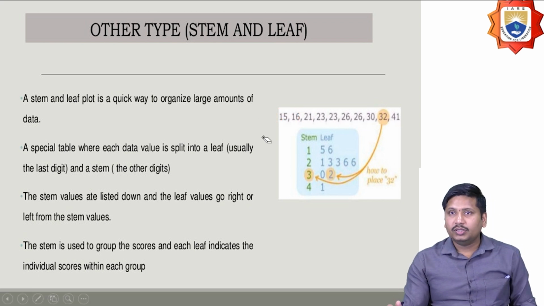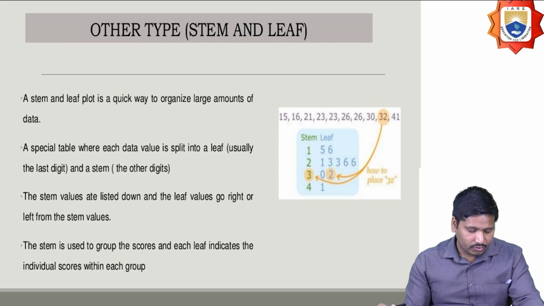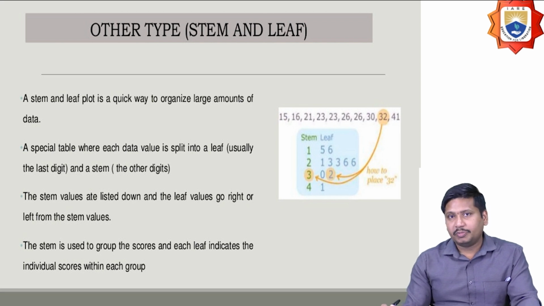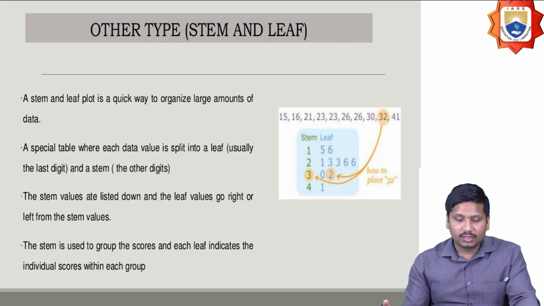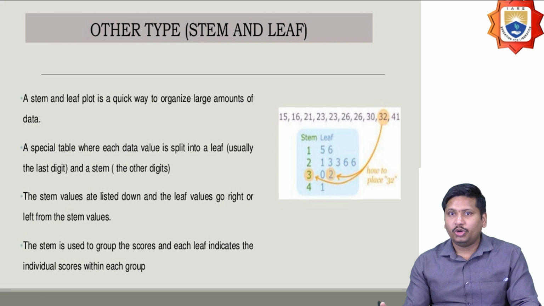Normally, this stem and leaf plot is an efficient way to organize a large amount of data. It is a special kind of table where each data value is split into a leaf, usually the last digit, and a stem, the other digits. These stem values are listed down, and leaf values go to the right or left of the stem cells. Normally the stem is used to group the scores, and each leaf indicates an individual score within each group, right?